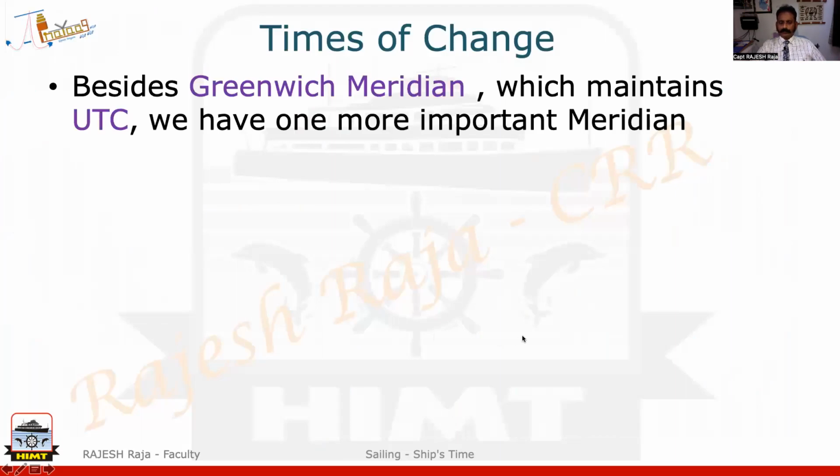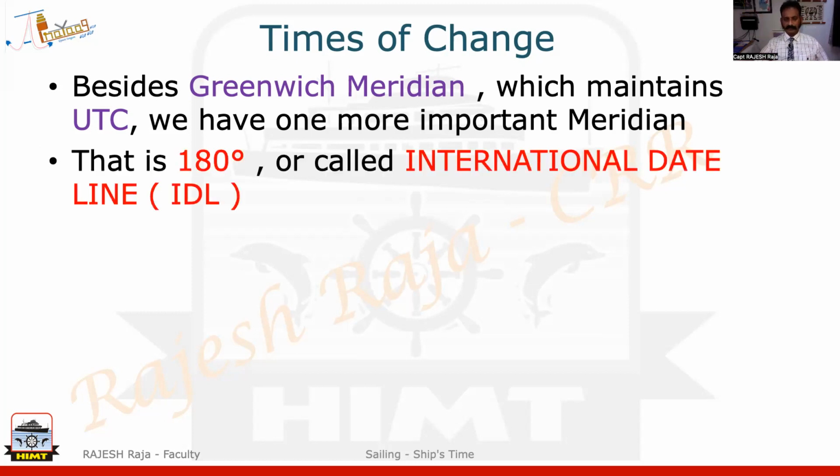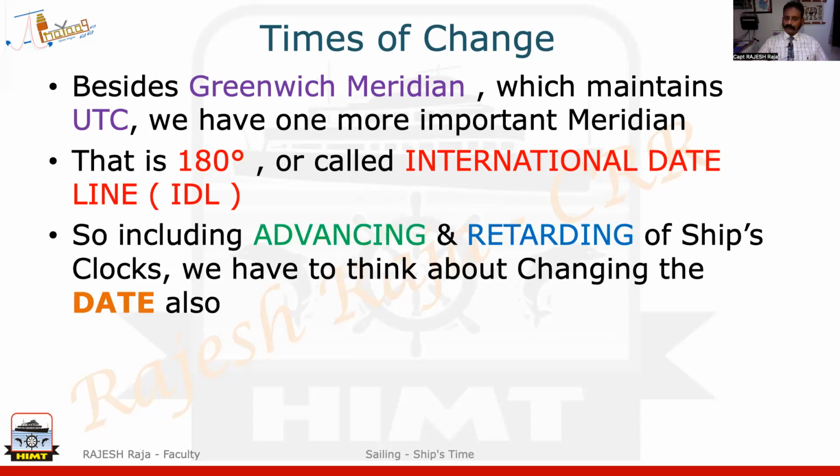Okay. Now, we have been talking more about referencing ourselves with the Greenwich meridian, which is more of UTC. But please remember, there's one more important meridian in the world, and that is also something which can create silly mistakes. That is where the silly mistakes happen. It is called your 180-degree longitude, also called the international dateline. So the name itself tells you there's something to do with a date. So with advancing and retarding of ship's clocks, we'll have to think about changing the date also.